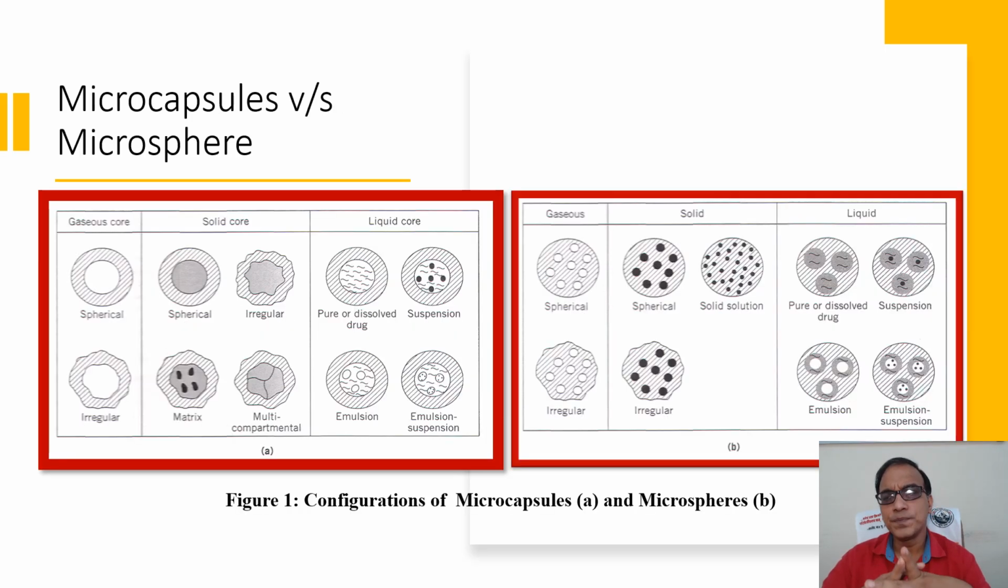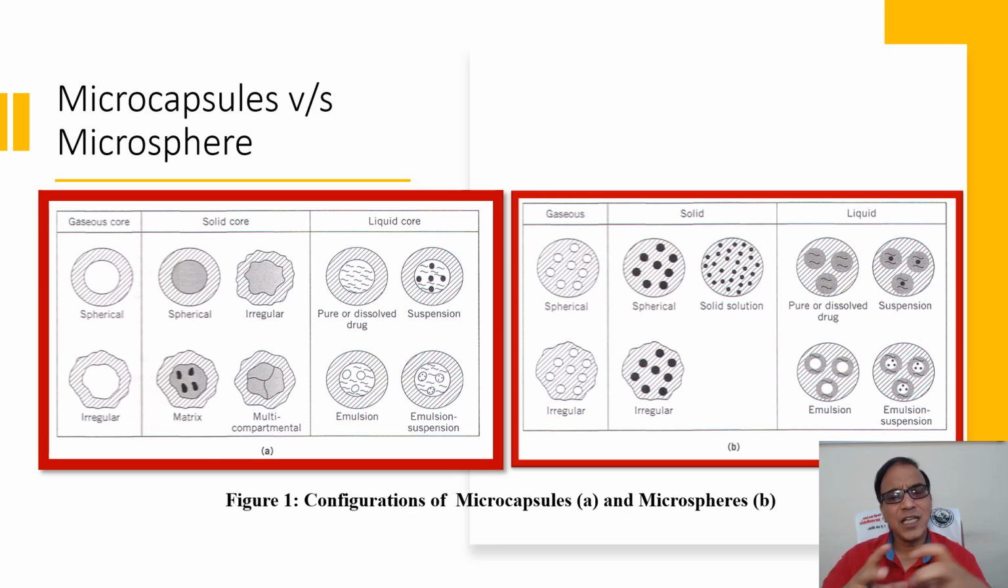Let's have a look at this comparative diagram. As you can see, both the microcapsule and microsphere exist in gas, solid or liquid state. Just the difference is of the core. The core is surrounded by an envelope in the microcapsules, while it is in matrix form in the microspheres.